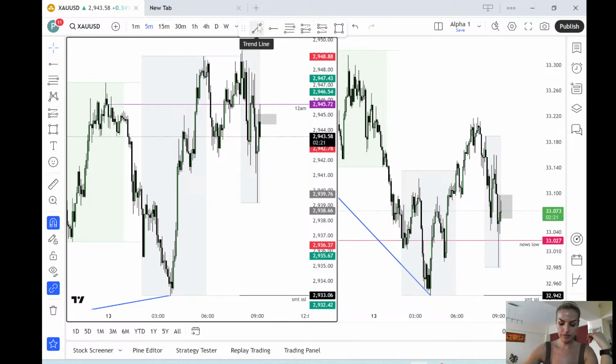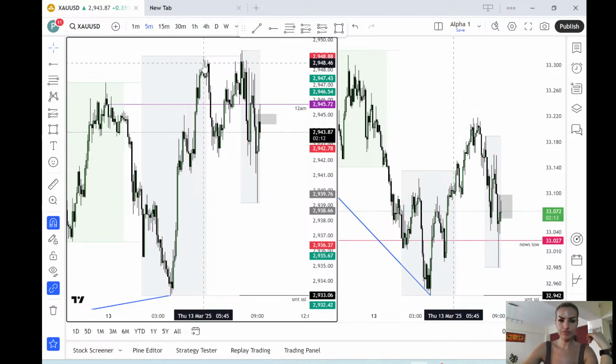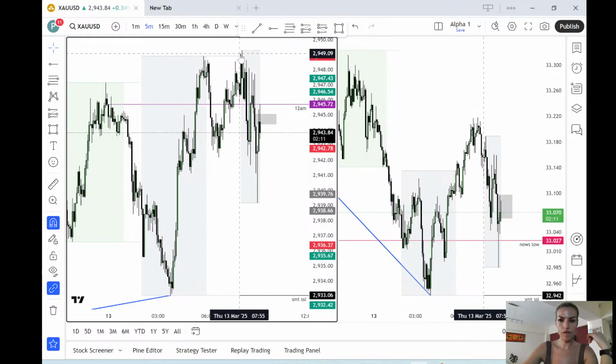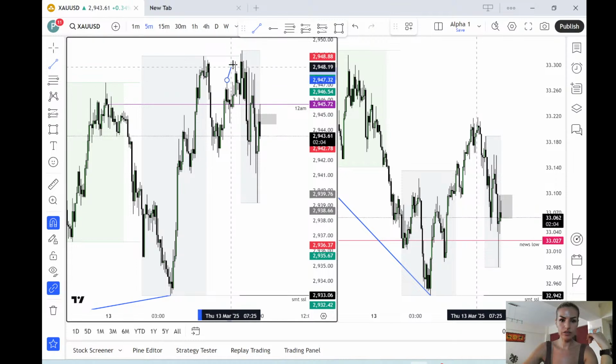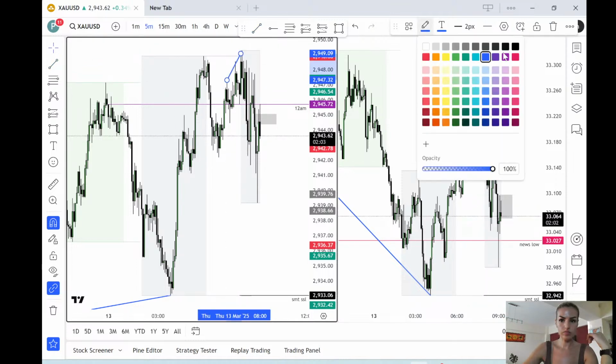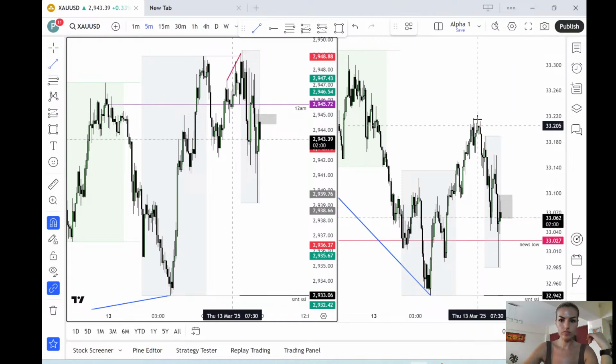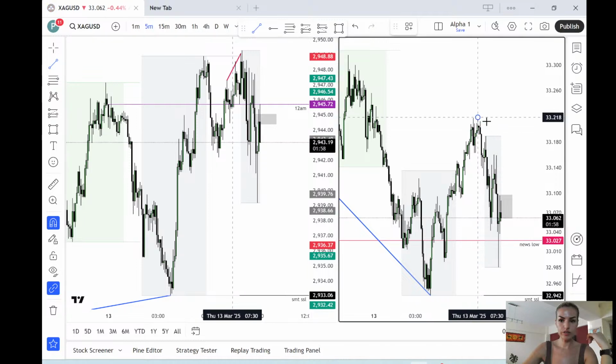SMT buy side. SMT buy side. We had... okay, I'm seeing something around here. So again, these are areas of liquidity, okay?